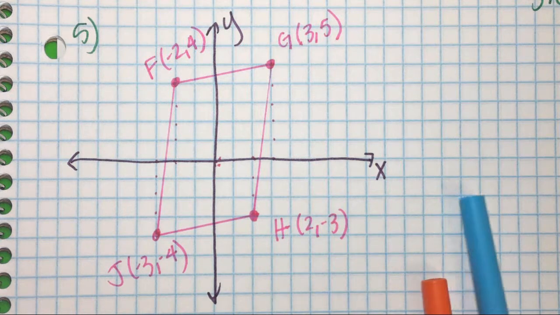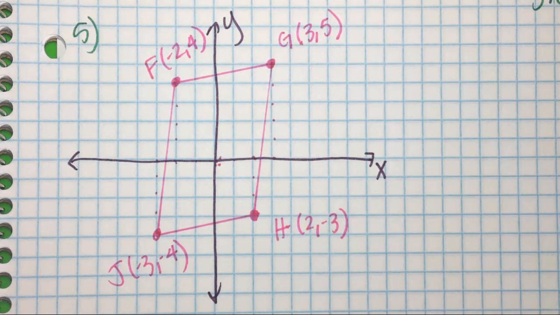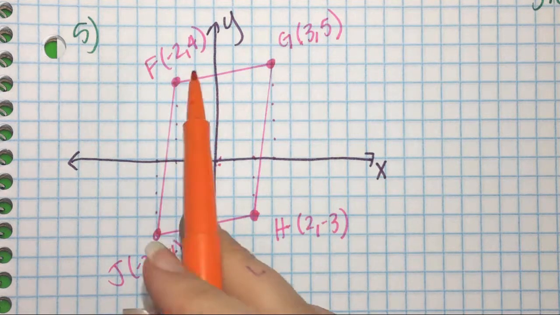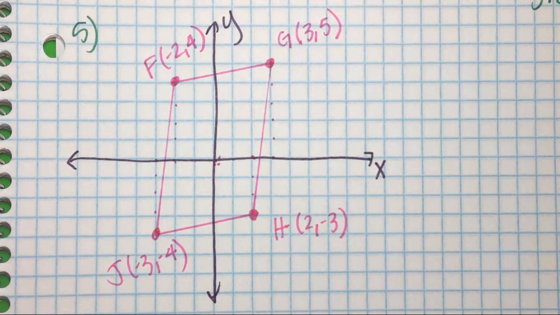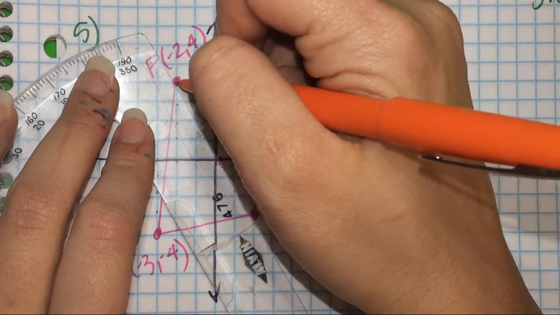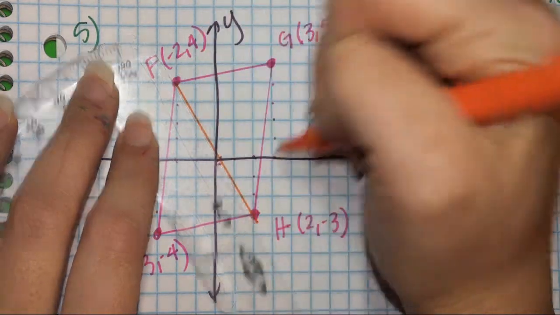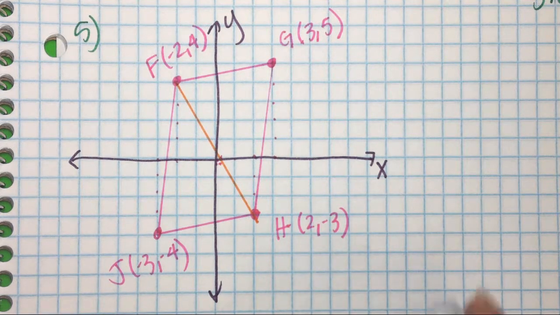Alright, so now it asks us to determine the coordinates of the intersection of the diagonals. So what should we draw? The diagonals. Thank you. So what are we going to connect F with? H. We're drawing a diagonal, guys. Good. Alright, what are we going to connect G with?